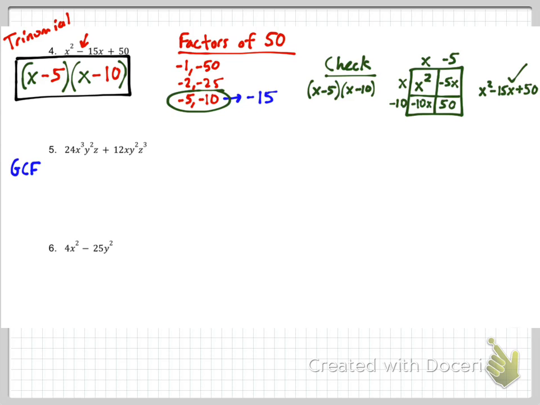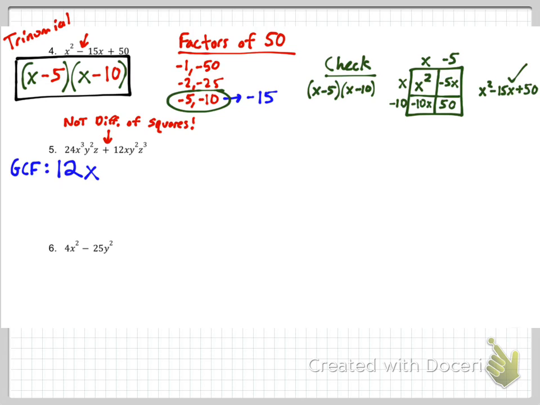For the next one, I'm going to check GCF first. Notice I know it's not a difference of squares, because even though there's a lot of squares in there, that's a plus, and those 12 and 24 are not perfect squares, so they are not going to be a difference of squares problem. So in finding the GCF, I first want to look at the coefficients. What goes into 24 and 12? 12 does. So 12 is part of the GCF, but I also need to look at the variables.